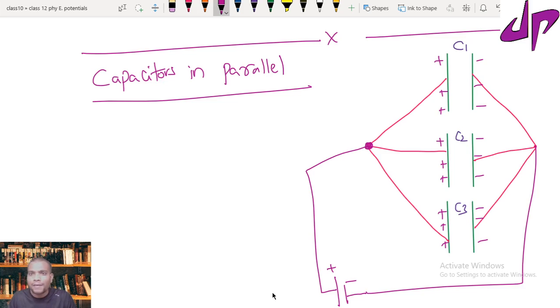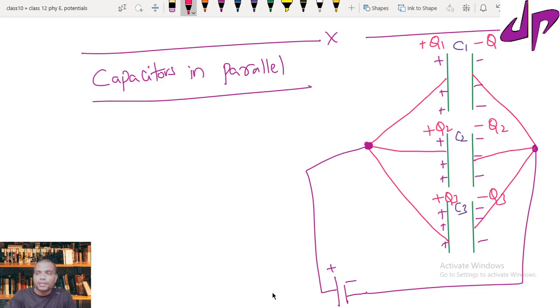Since they all have a common potential, if you measure the potential difference here, the potential difference remains the same. So they have different charges, which I can mention here: positive Q1, negative Q1; here positive Q2, negative Q2; positive Q3 and negative Q3.